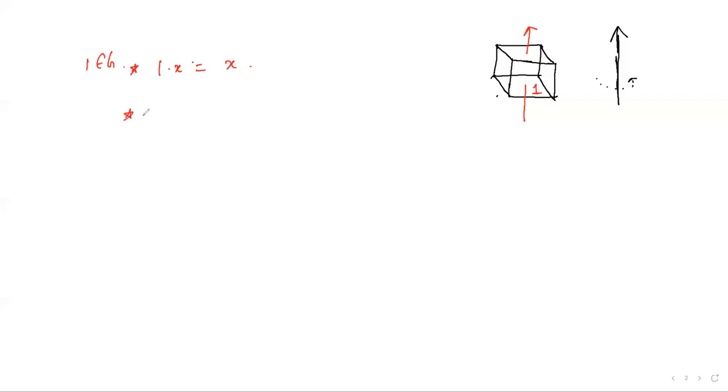Secondly, R1 times R2 acting on X is R1 times R2 of X. That is, you first apply R2 on the cube, it takes X to some other face. And if you then apply R1 on R2 of X, this is equivalent to applying R1 R2, the rotation R2 followed by R1, on X. Therefore, the action is a group action.